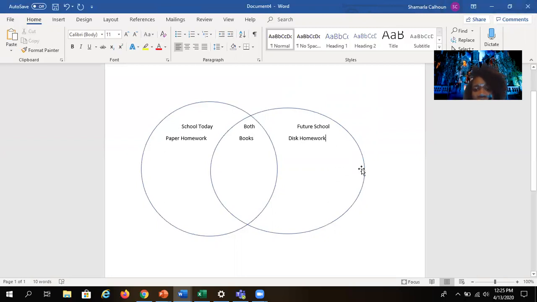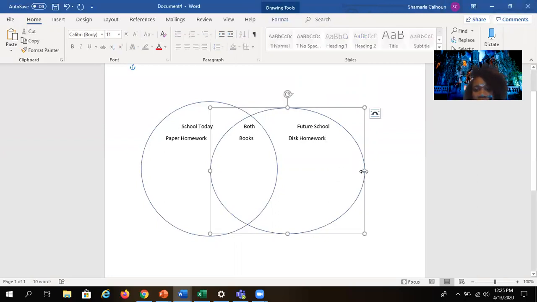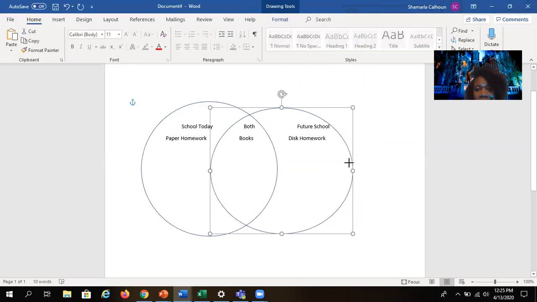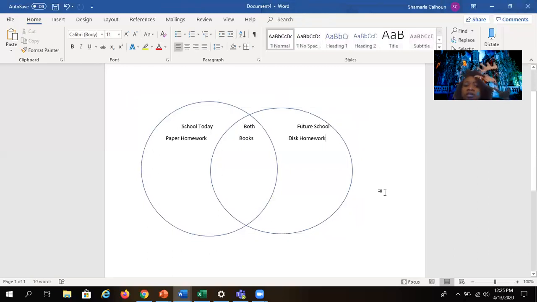I gotta make it a little less wide. So this is just an example of what you're doing on your own paper. So you have school today, both, future school. In school today, there's paper homework. In both, they both have books. And then in future school, they have disc homework. And you're comparing and contrasting here first.